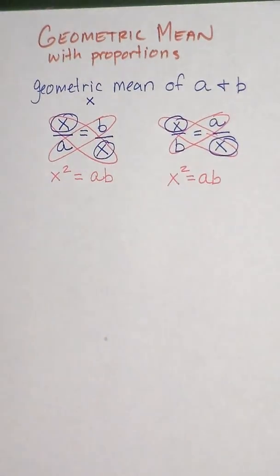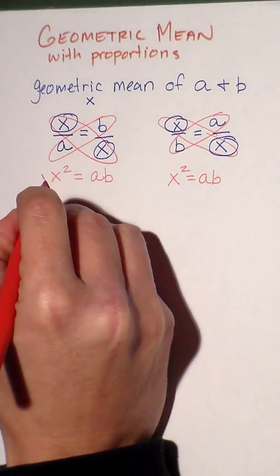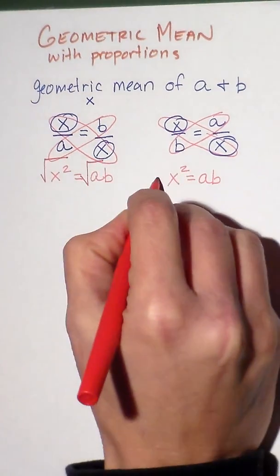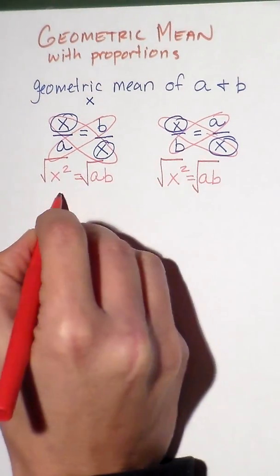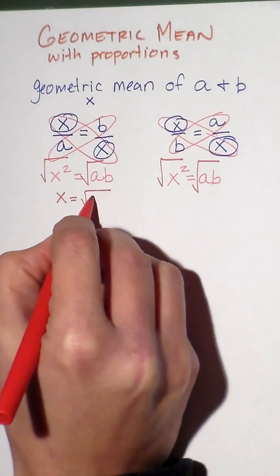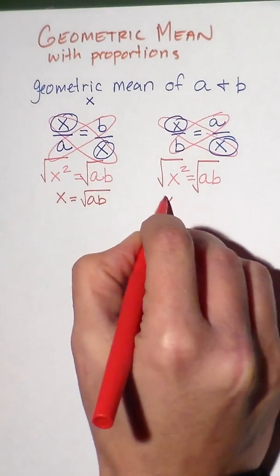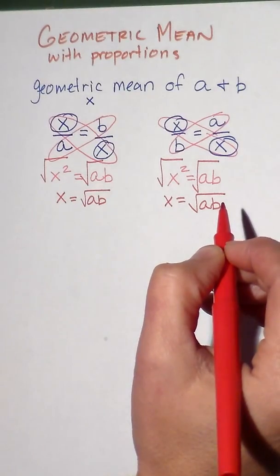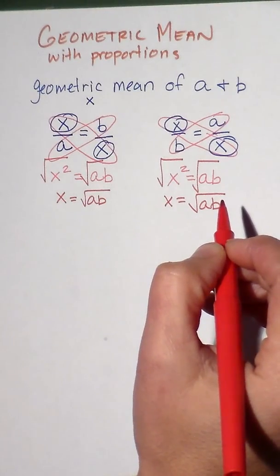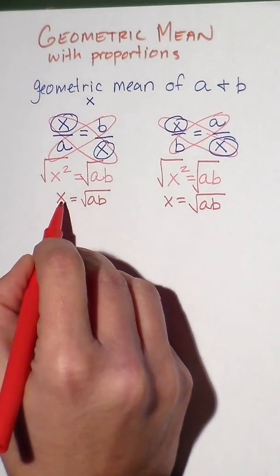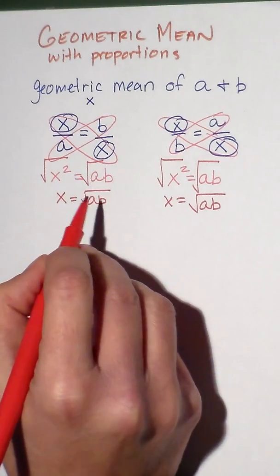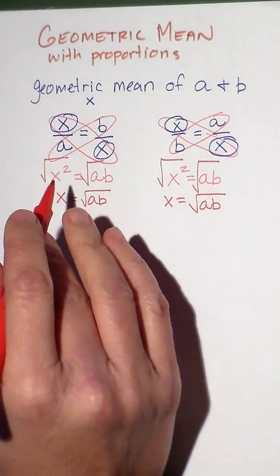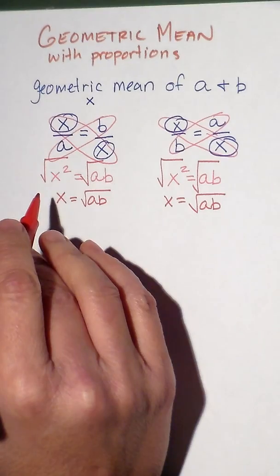And then how do we solve for X? Well, when we solve for X, we take the square root. So I have X squared, I just want X. I'm going to square root both sides. So X is going to equal the square root of A times B, and over here you'll get the same thing. X equals the square root of A times B. Basically, the geometric mean is going to be the square root of the product of the two values you're given.